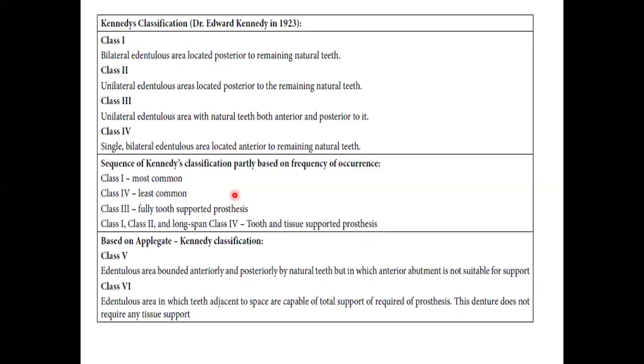Class 3 will go for a fully tooth supported prosthesis. As previously mentioned, your class 3 is your fully tooth supported prosthesis. Your class 1 and class 2 are tissue supported, or tooth and tissue supported prostheses. Later, Applegate modified Kennedy's classification by extending two more classes, class 4 and class 5, which is based on how your natural teeth are supported in a class 3 kind of condition.